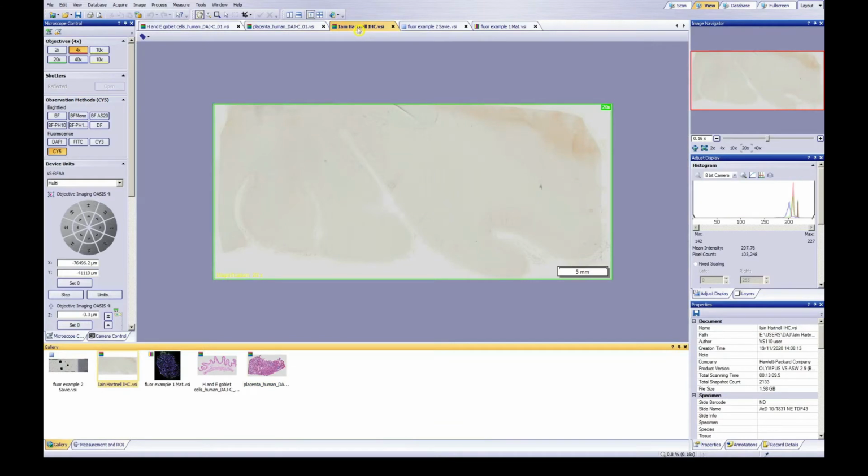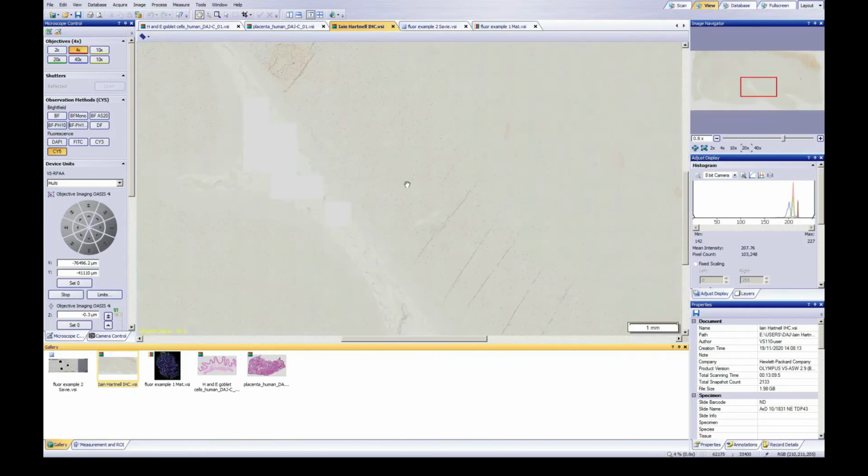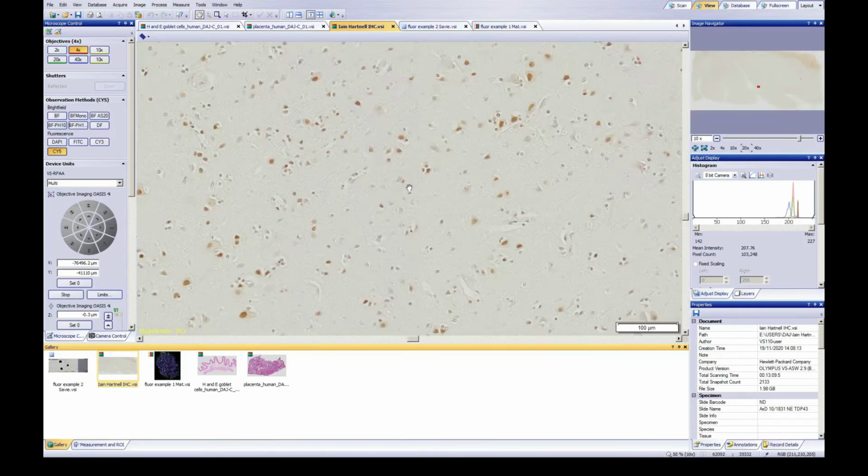This is part of a human brain, which has been stained using an antibody, recognising a particular protein in the brain, and the antibody has been visualised using an enzymatic reaction which produces a brown colour. It has been scanned with a ×20 objective, and there are 2,133 individual images in the dataset. It's only when we zoom right in that we can see the antibody staining of the individual cells.